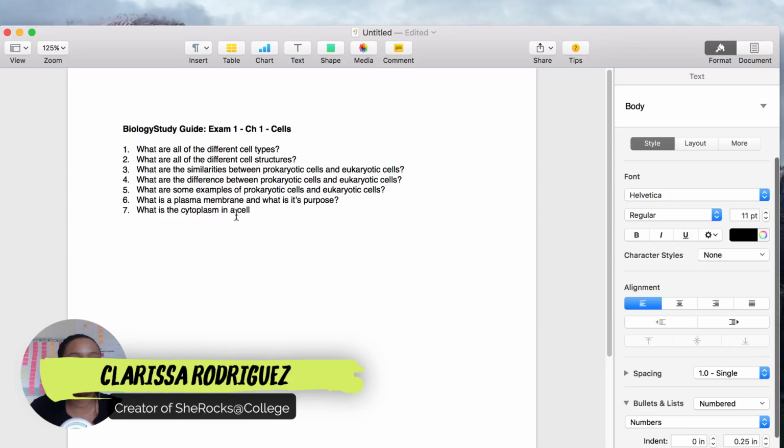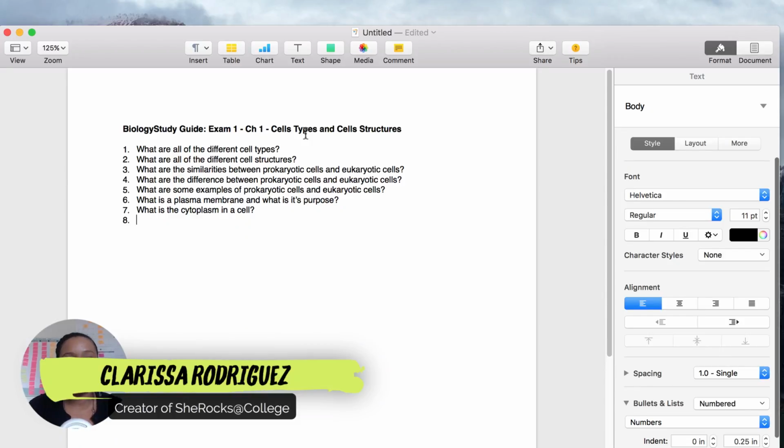How do I know it's in a cell? Because we're talking about cell types and cell structures. So everything that I see on this PowerPoint is going to be either a cell type or a cell structure, right? How do I know that information? I'm looking at the information that's right in front of my eyes. I'm not guessing here. I'm just taking the information that is on my PowerPoint and utilizing it to create a study guide for myself.